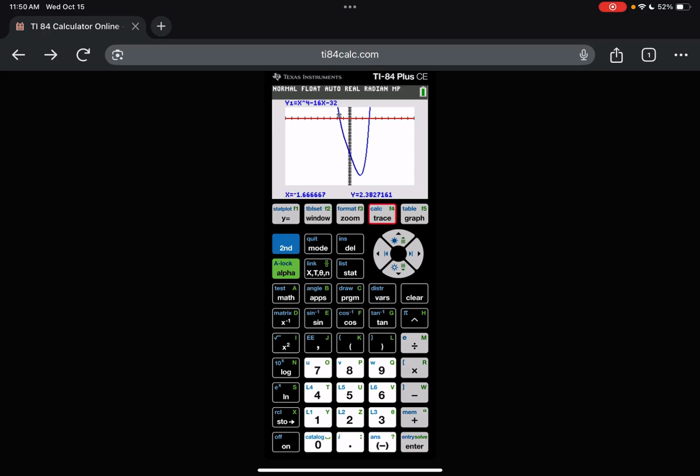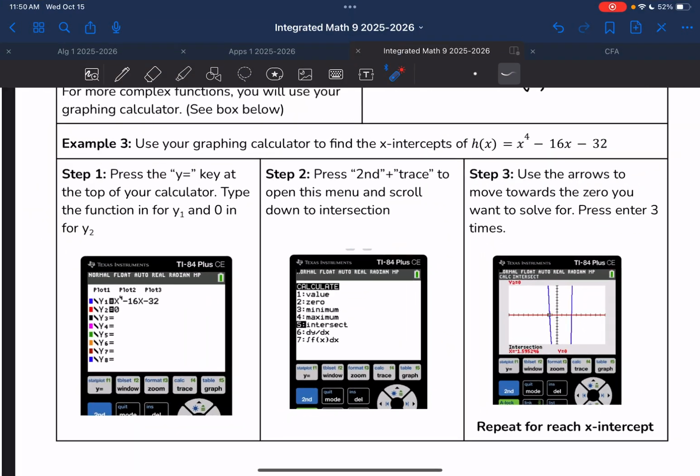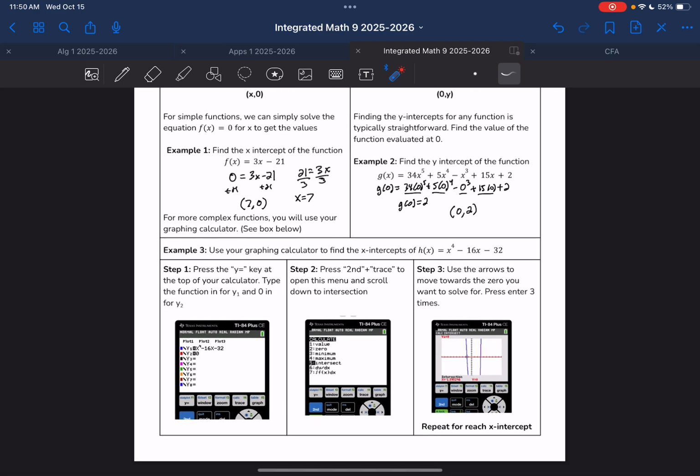And now if we want to find the other one, because we know that there are two different values where this function equals 0, where it intersects the function y equals 0, we just go to intersect again, but now we use our arrows to go all the way over close to this intersection, and then we hit enter 3 times again. And we can see that this one is at 2.989, 0. So that's how you use technology to find your two intersections. And you will need to do this as many times as you need to get all of the intersections of the function.